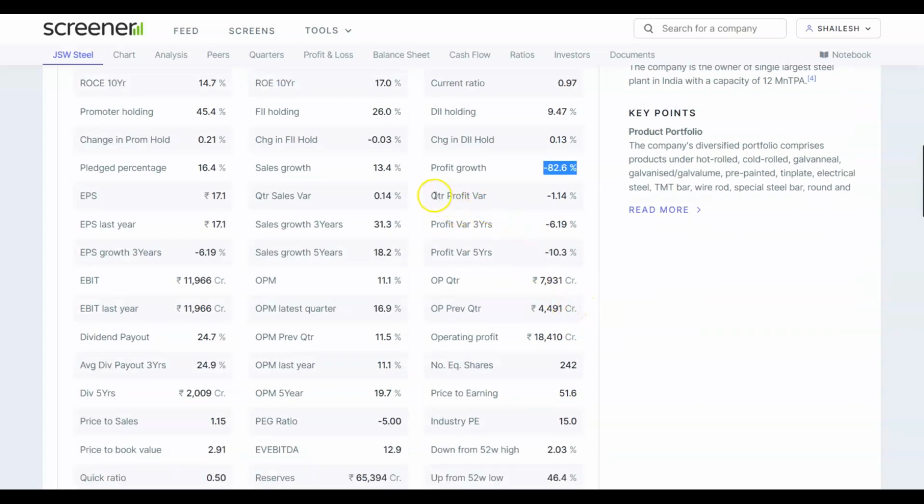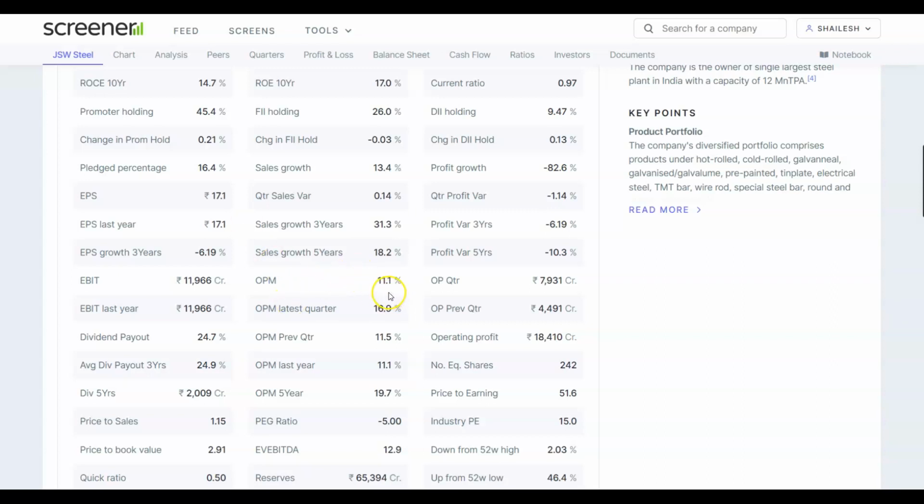If we look into the quarterly profit earning, it is minus 1.14%, and all in all the average profit growth for 5 years is minus 10.3. So it is in the negative territory for the last 5 years. Now if we look into the EPS, it is 17.1 rupees. So each stock of JSW Steel is making 17.1 rupees for you in a year.